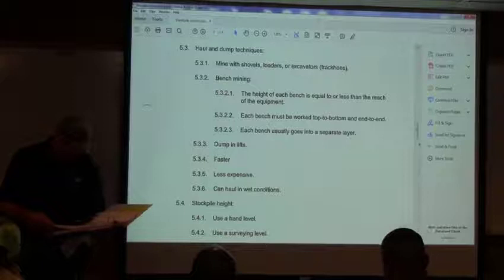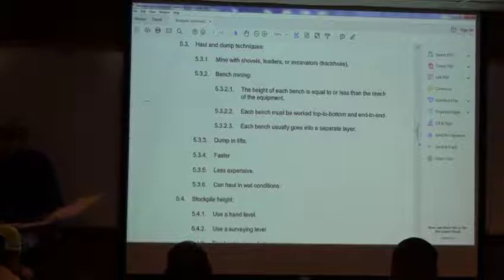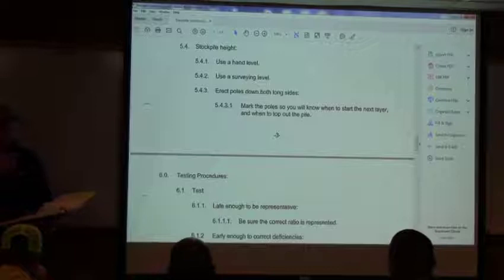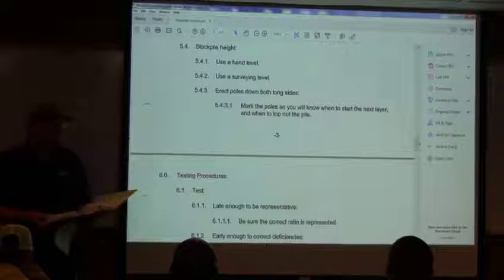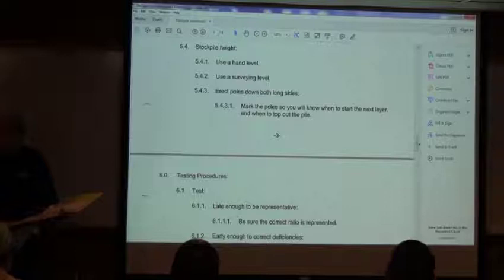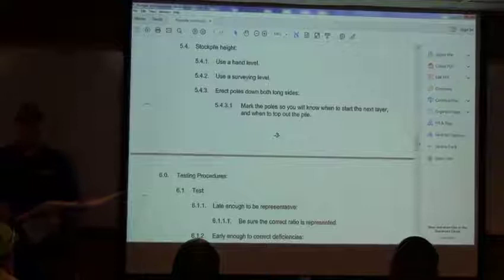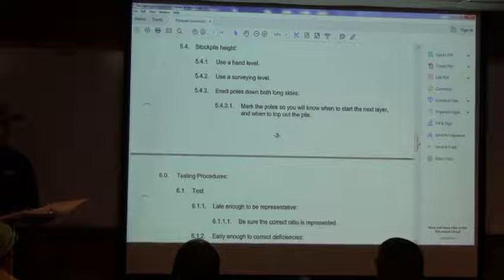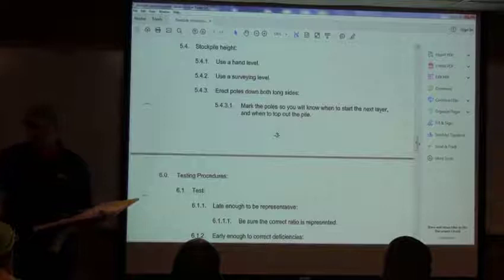Rickards wrote this. Use a hand level, use a surveying level, erect poles down both sides. Is everybody doing that? Y'all putting poles down the sides of your stockpiles and measuring them? A lot of head shaking over here, KY. Mark the poles so that you know when to start the next layer and when to top out the pile. So if you're going to build a 16-foot pile, you can mark each lift on that. So that when you hit that lift, you know it's time to drill it. And it gives your operator a pretty good target as he's going down to keep these oxbows out of the piles.